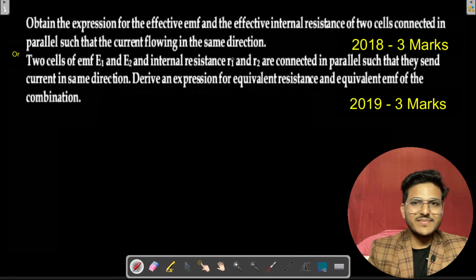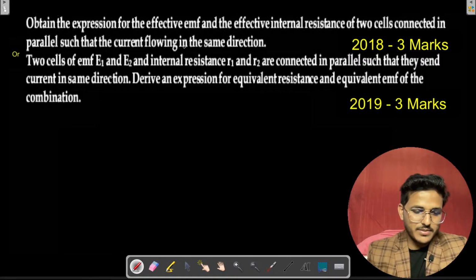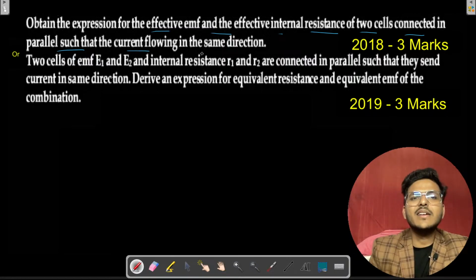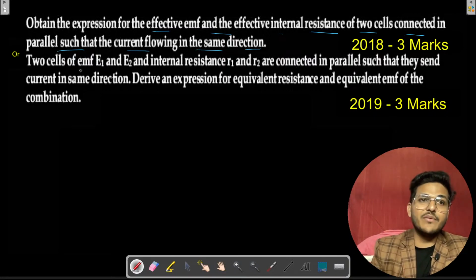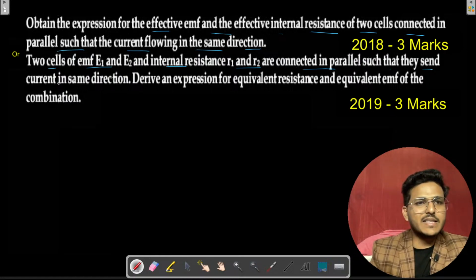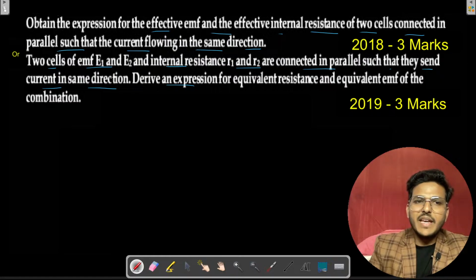Now moving to next, this is basically an alternative question of this one. Obtain the expression for effective EMF and effective internal resistance of two cells connected in parallel such that the current flows in the same direction. And the second one, in OR: two cells of EMF E1 and E2 and internal resistance R1 and R2 connected in parallel so that they send current in the same direction, derive the expression for the equivalent EMF of the combination.